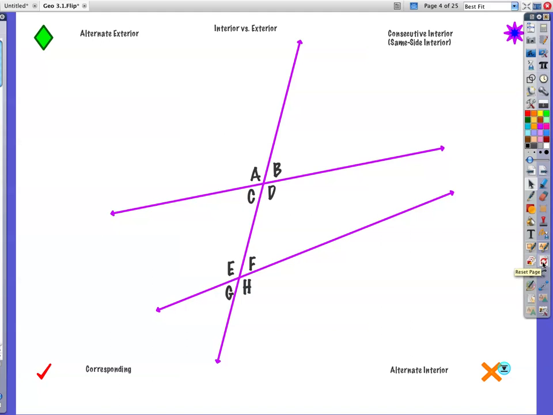Okay, corresponding angles. G corresponds with angle C. So G and C are corresponding angles. You could also say A corresponds with E. Those are corresponding angles. B corresponds with F. So B and F are corresponding angles. And if you didn't already figure this one out, D and H are also corresponding angles.